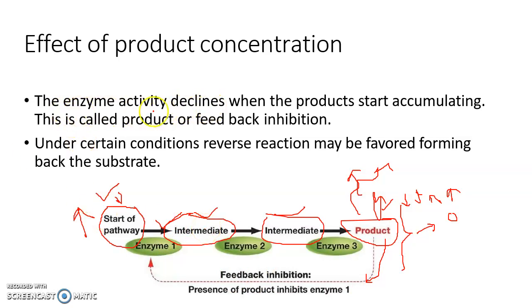The enzyme activity declines. The enzyme activity also depends on the product concentration. That's why the enzyme activity declines when the products start accumulating in tissues and cells, or wherever the cycle takes place. Whatever biochemical cycle or reaction takes place, at that place the product should be accumulated. The over accumulation of the product means nothing but an increase in the concentration of product. Clear? Then it declines or decreases the activity of the enzyme.